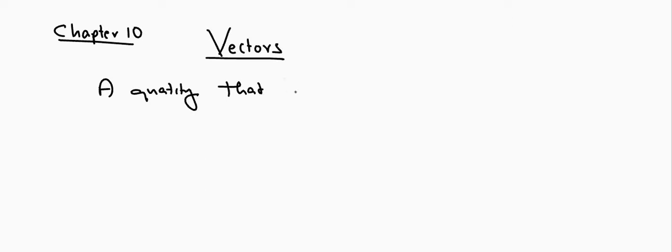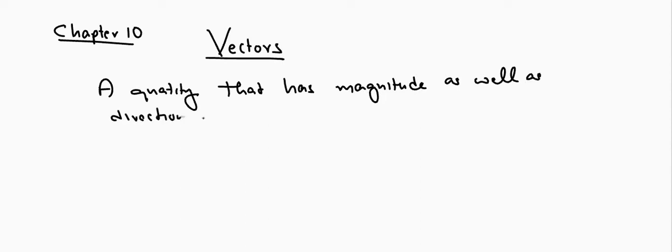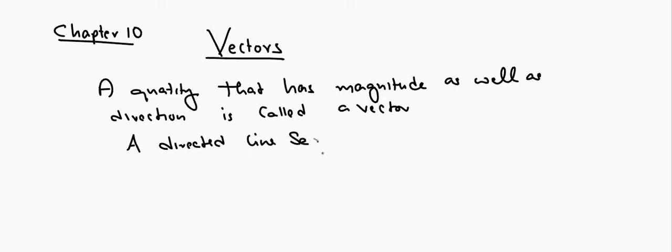Chapter number 10, vectors. We all know that a quantity that has magnitude as well as direction is called a vector. A directed line segment is a vector.